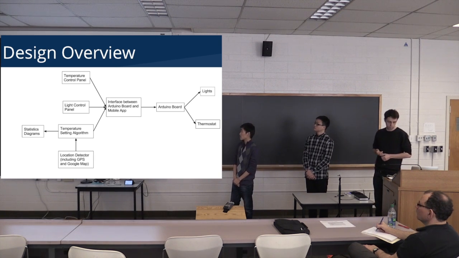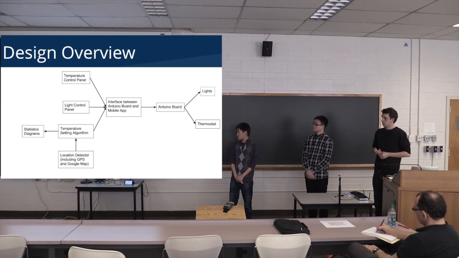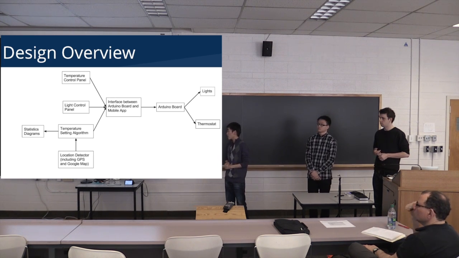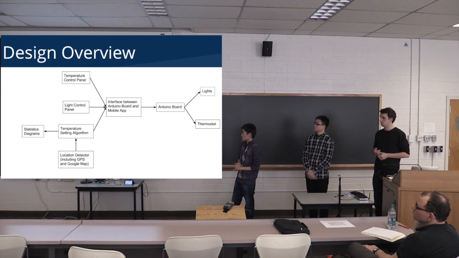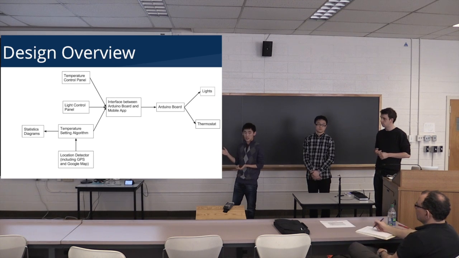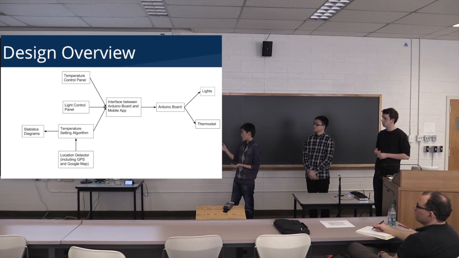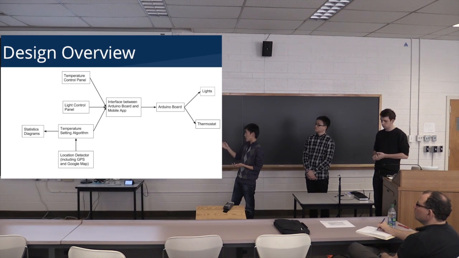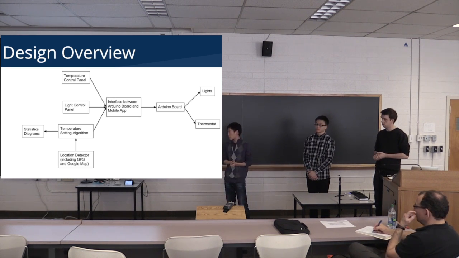Okay, first of all, we have the temperature control panel and the light control panel. They will be used for the user to manually turn on the lights and manually adjust the room temperature. Also, we have the temperature setting algorithm. This is the automatic algorithm. It will be used to calculate the proper room setting temperature. And the input to the temperature setting algorithm is a location detector. It can be GPS, but in our demo we'll use Google Maps.